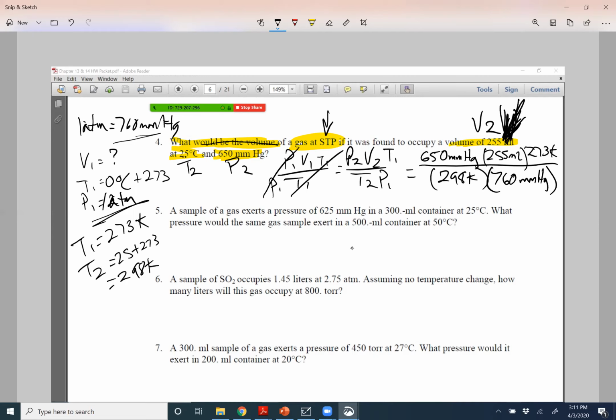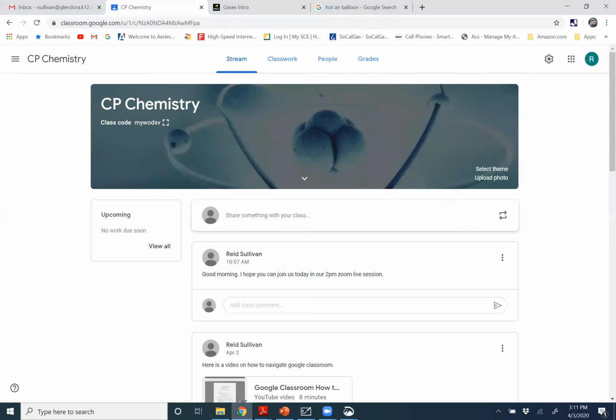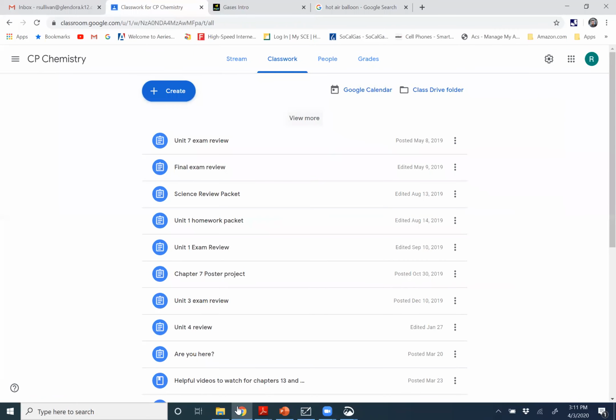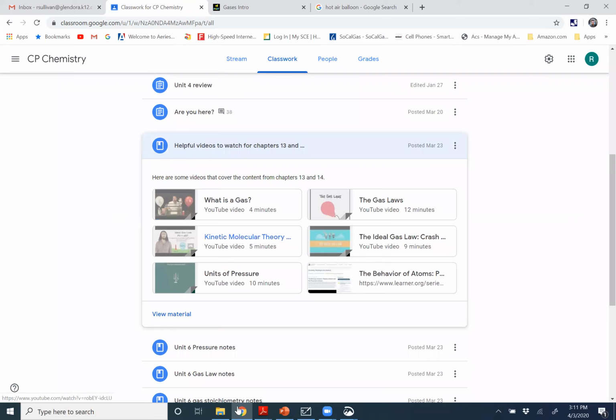So that's it. Those are the gas laws: Charles, Gay-Lussac, Boyle, and then the combined gas law. There are good videos to watch for this. If you go to Classroom, if you don't like my rambling and you don't want to sit through an hour and 10 minutes of this, then there are helpful videos for chapters 13 and 14: Kinetic Molecular Theory by Professor Dave. We have gas laws over here. And then this one's covering kind of what we're doing next time. This thing kind of covers everything we talked about, so you can watch either of these videos. He does get into the ideal gas law, which is what we'll talk about next week.